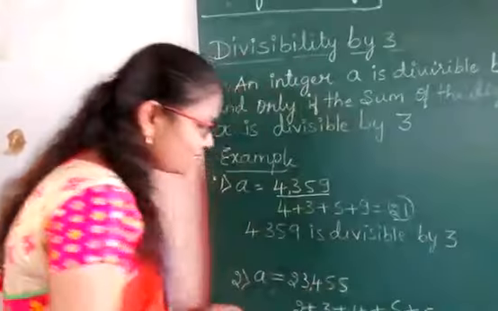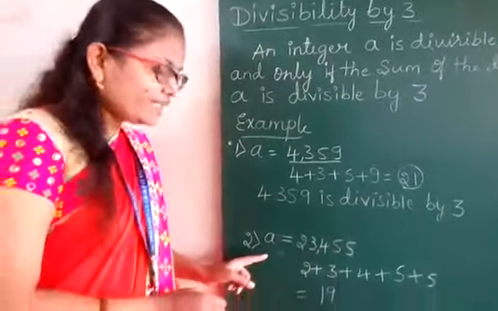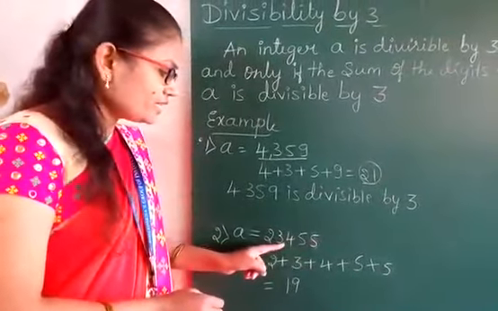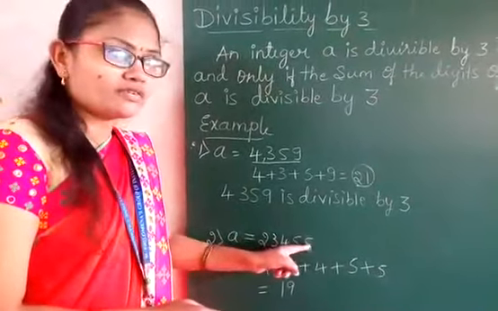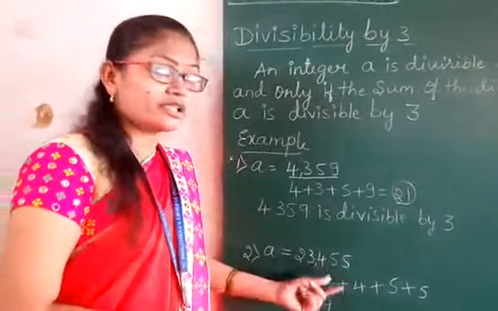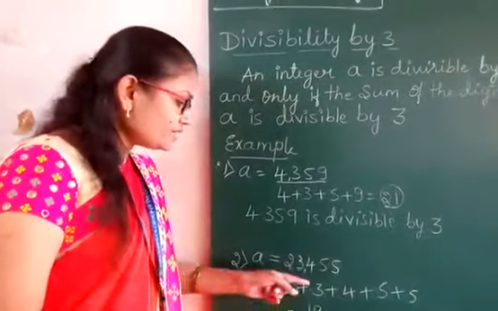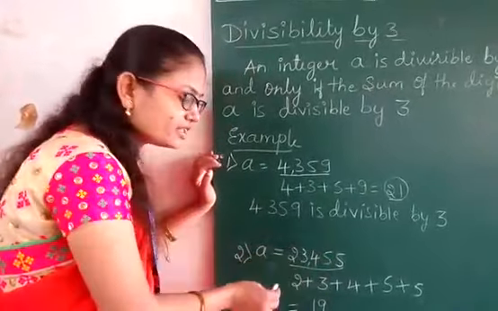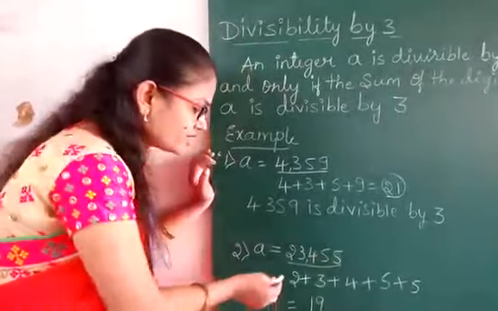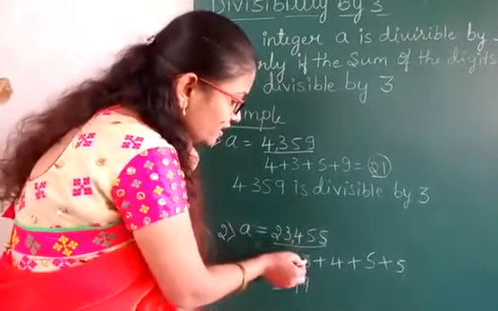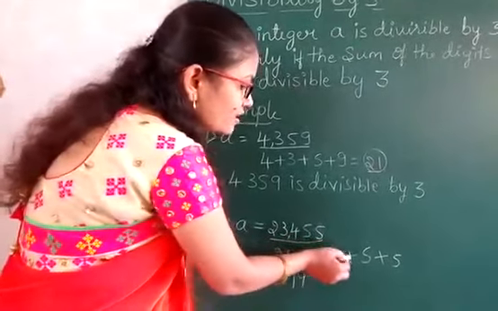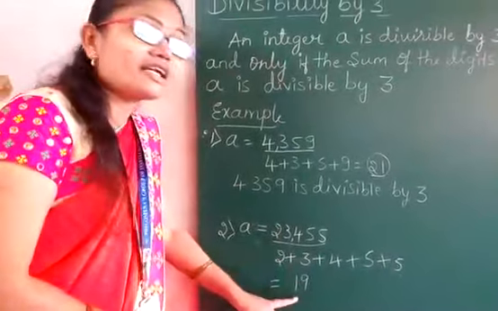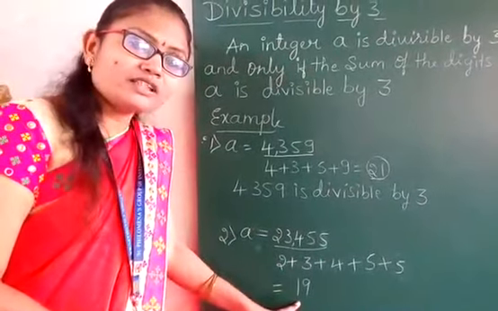Now consider another example. Here I take a as 23,455. How are we going to check whether the given number is divisible by 3 or not? Very easy. We have to add the digits given here first: 2 plus 3 plus 4 plus 5 plus 5. After adding these digits, I got 19.